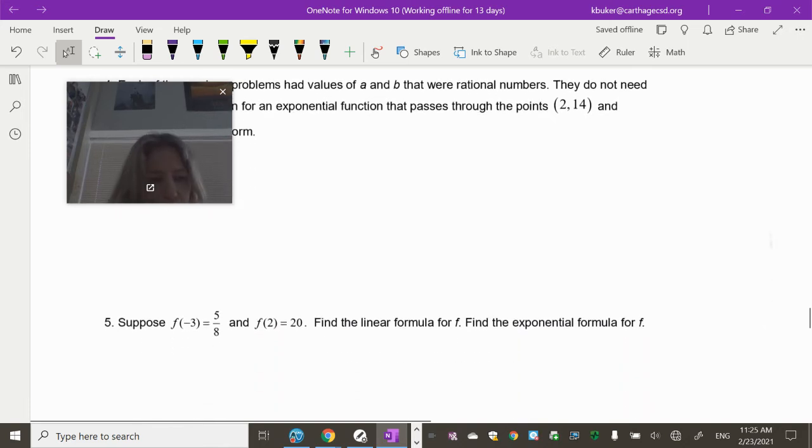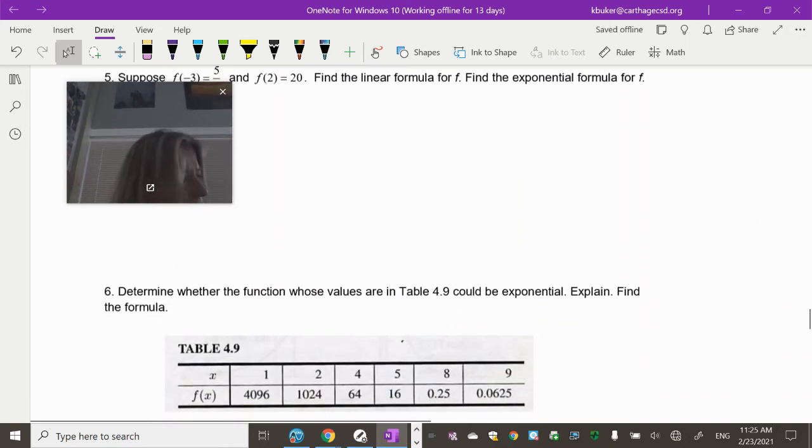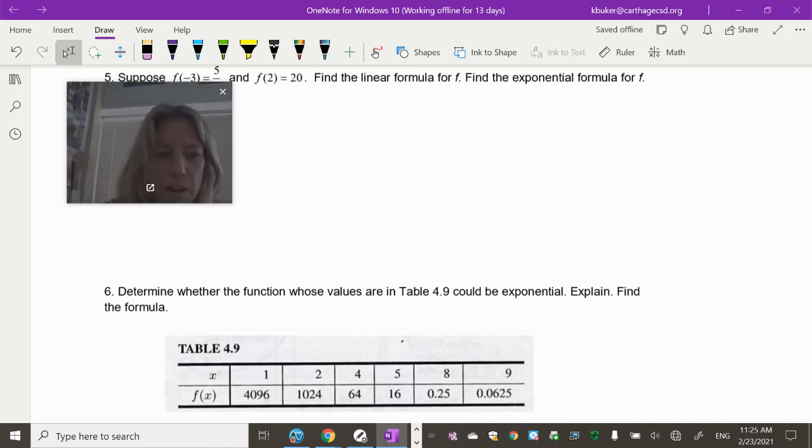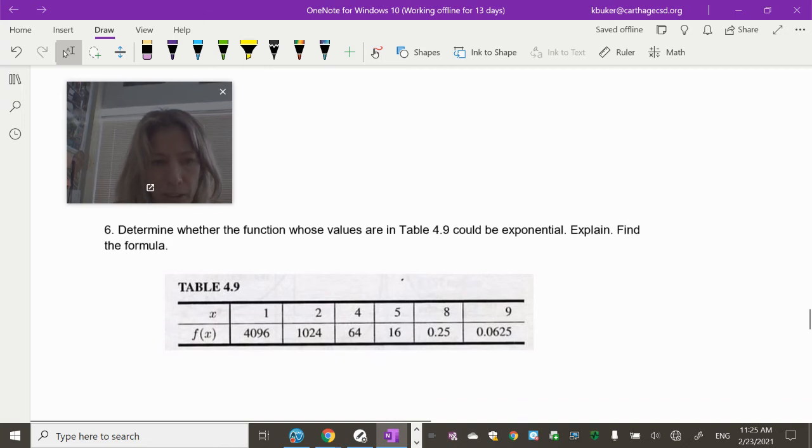So the next one that does that, actually, we're going to talk about number 6 too. This one's a little bit different, but it's along those lines. All right, number 6, there's 2 ways to do it, okay? In our next lesson, we're going to talk about how to do this using any 2 of these coordinates. But it says determine whether the function whose table is in this table could be exponential, explain and find the formula. So basically, we're going to find the formula and explain what we're doing. And we're going to assume it's exponential.